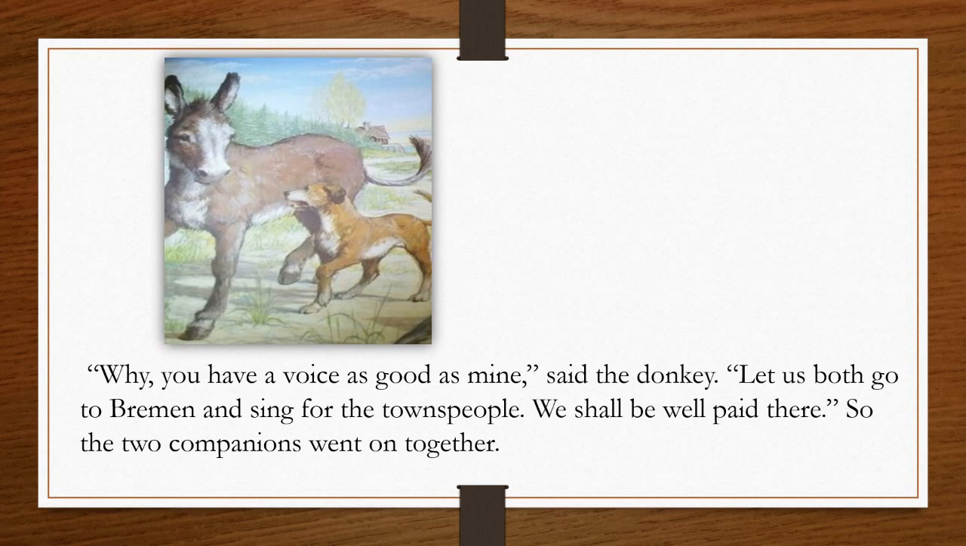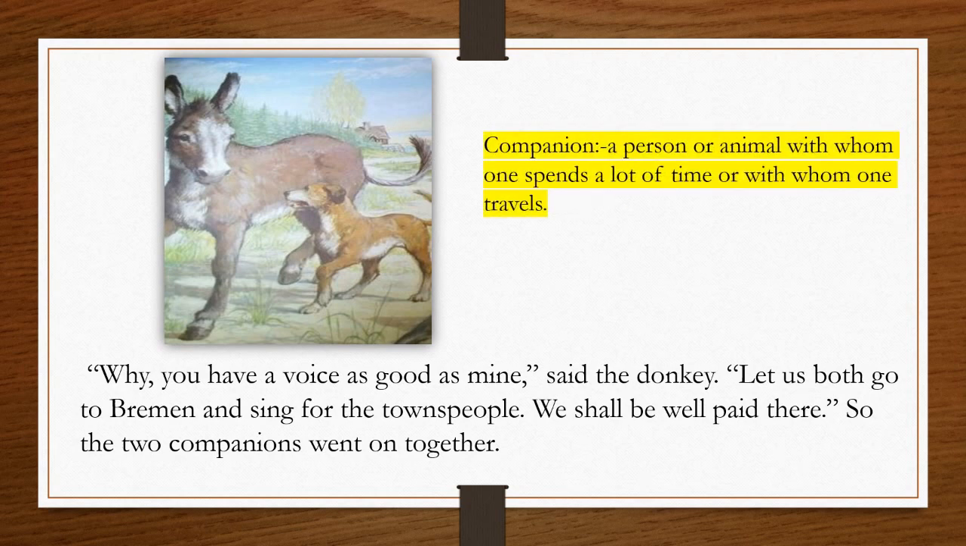Now the donkey said to the dog, why was he afraid? He also had a good voice, as the donkey had. Further, the donkey said that he and the dog both will go to Bremen and sing for the townspeople and both will earn there. Now, both of them started traveling together. The difficult word is companion. Companion means a person or animal with whom one spends a lot of time or with whom one travels.